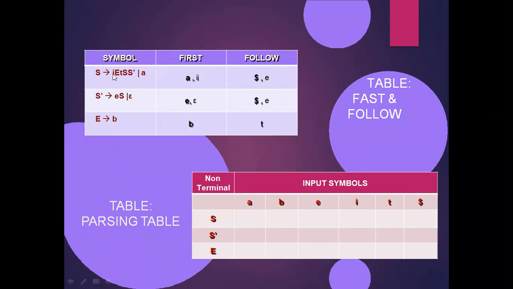First of S is i. And here we're having two rules for the S, right? First of S is i comma a, right? First of S dash is e comma epsilon, right? First of E is directly b, right?